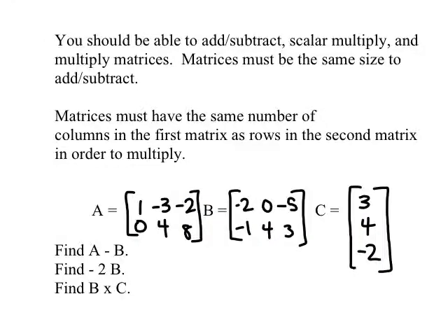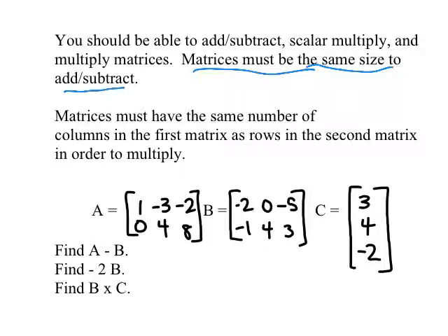One thing we'll need to be able to do with matrices is to add and subtract matrices, scalar multiply them, and then multiply two matrices together. Some requirements: if you're going to add or subtract matrices, then they must be the exact same size. They must be identical row and column sizes. Matrices must also have the same number of columns in the first matrix as rows in the second matrix in order to multiply. That's a little bit confusing, and that is something we'll go through more.